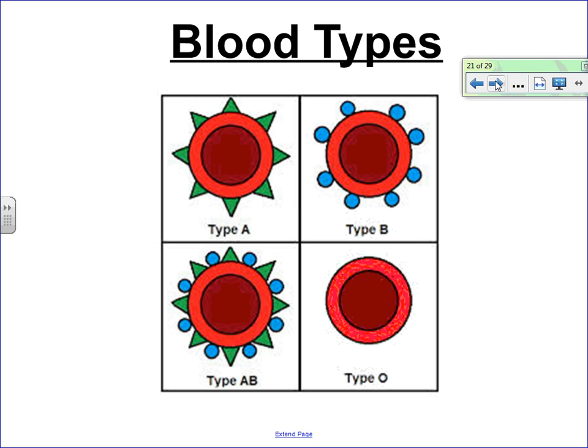Then there's also people who are known as type O, where they can actually donate their blood to anybody. And this is why often blood banks will really encourage people who are type O to donate their blood, because it's useful everywhere. Anybody who comes in an emergency, if you don't know what their blood type is, you can give them type O blood if you want.